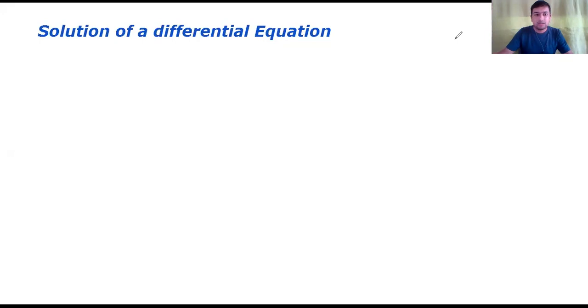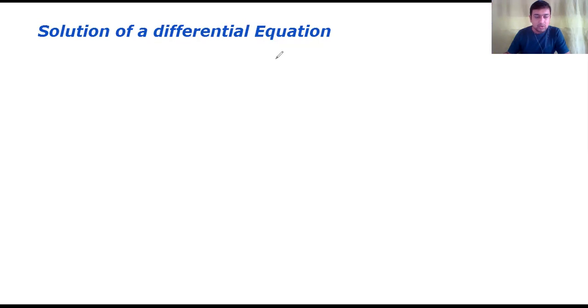So till now we have seen what a differential equation is, how to find the order and degree of a differential equation, and how to form a differential equation. From this video onwards we will see different methods to find the solution of a differential equation. First, let us understand what is meant by the solution of a differential equation.